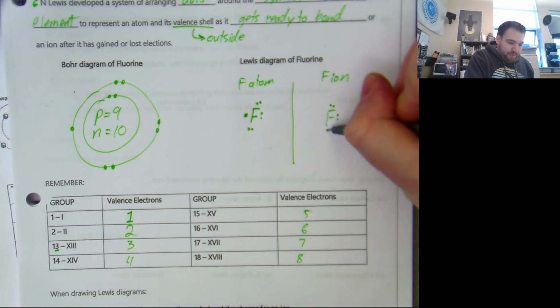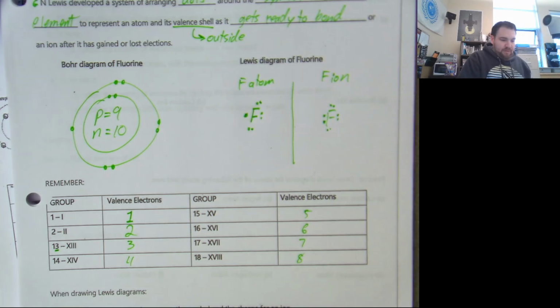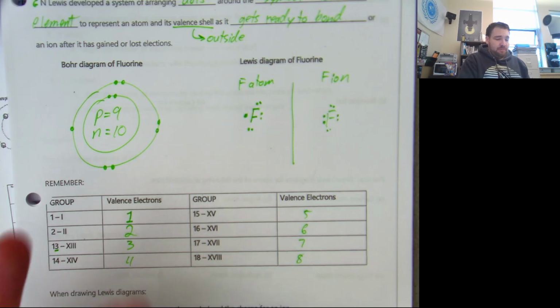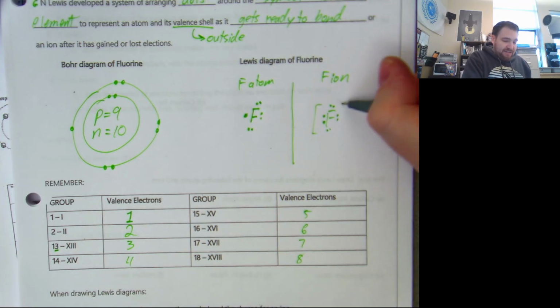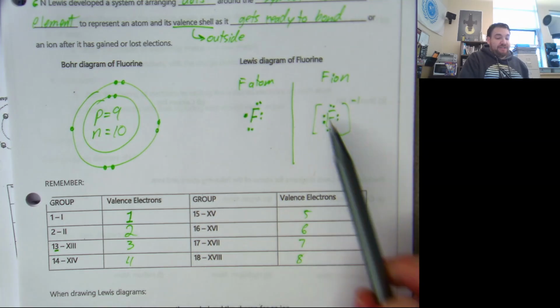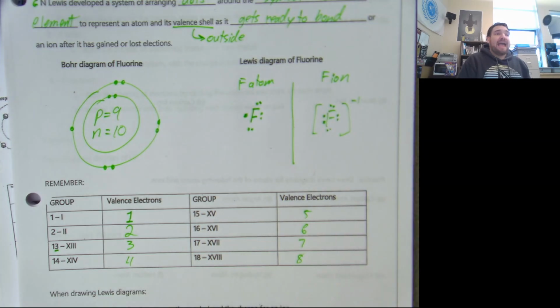So then the atom would just look like this. Boom, boom, boom, boom, boom, boom, boom, boom. It's full now. So you draw the brackets and the charge. The brackets and the charge are the same. How you place the dots around is the same. We're just doing a lot less work. It's going to make everything a lot quicker.